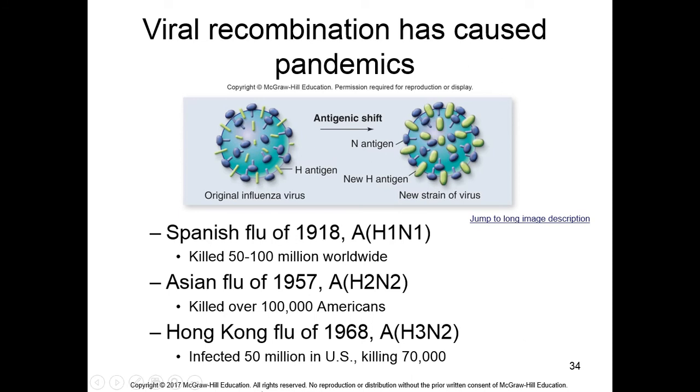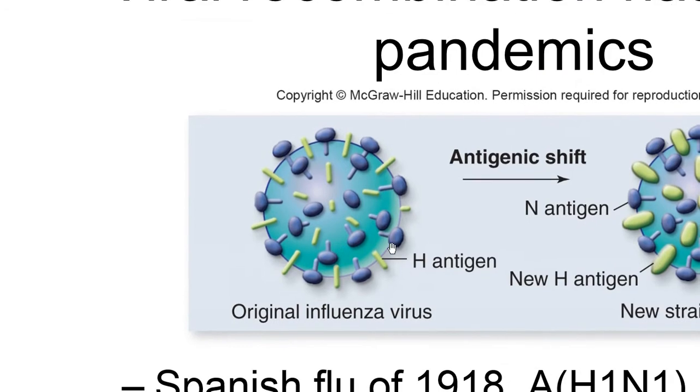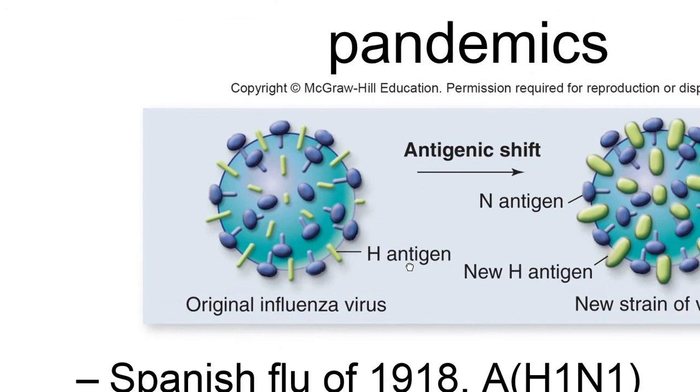So all these, how these are happening is that you can see here that we have these H antigens and the N antigens.